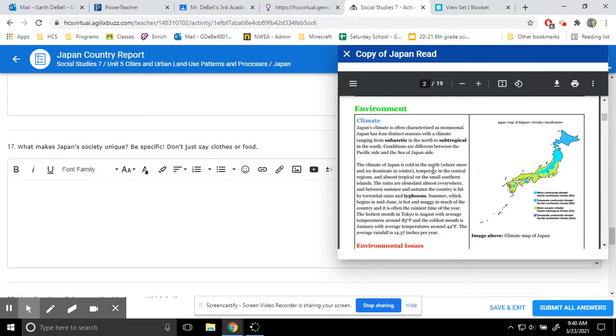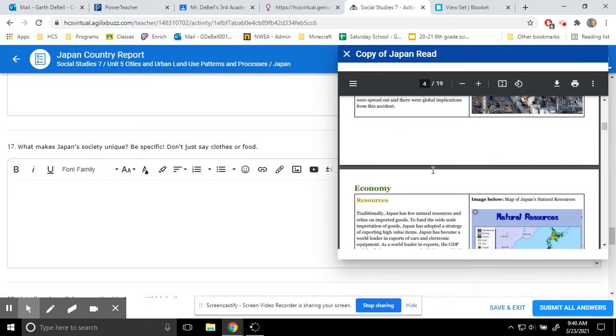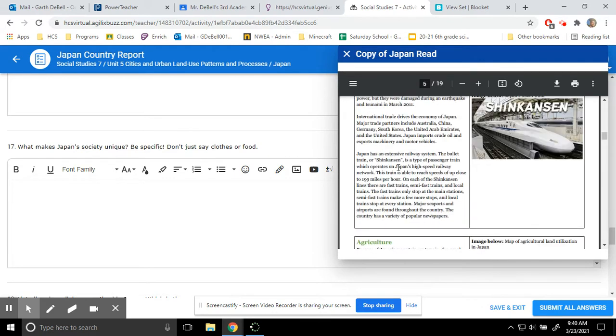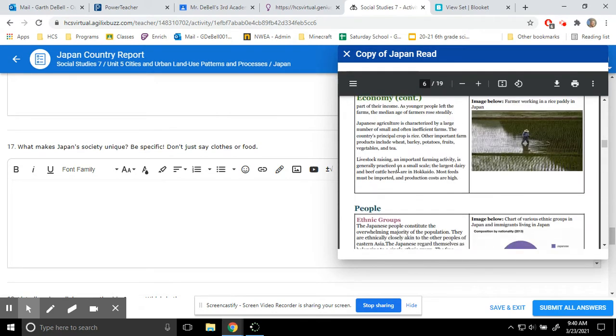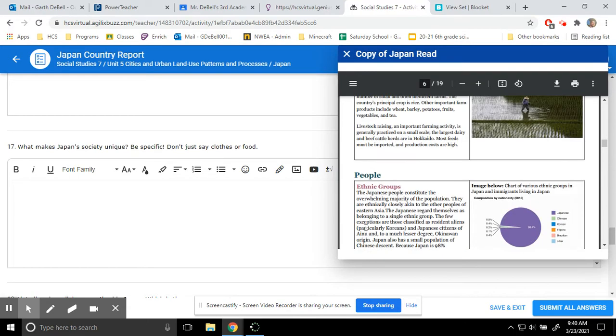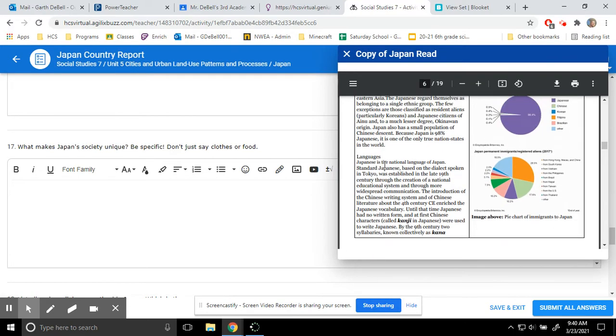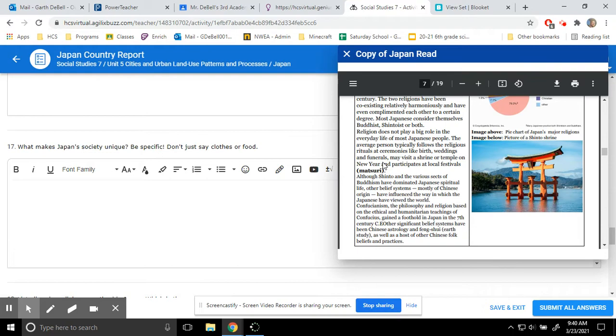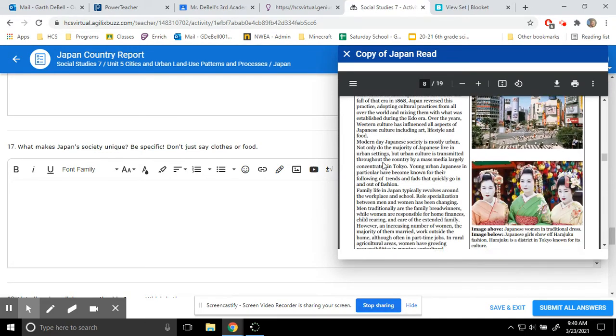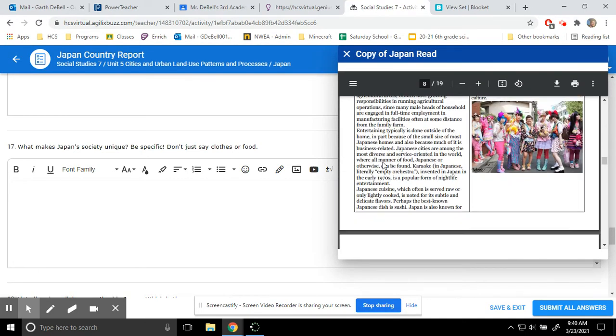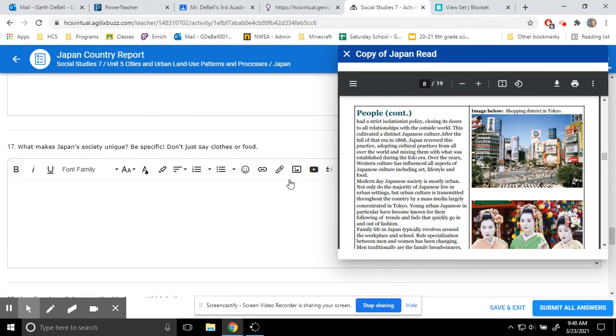Japanese society being unique. All right. So this one takes a little bit to get to. You're going to want to go down to people. You want to look at ethnic groups, like this whole section on people, right? Make sure you read this religion, culture, like all this, especially the culture part. And then find something there that is unique to Japan, right? That you haven't seen before.